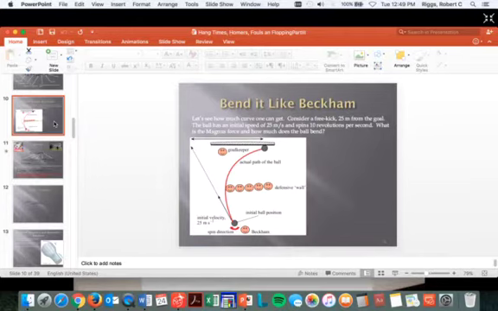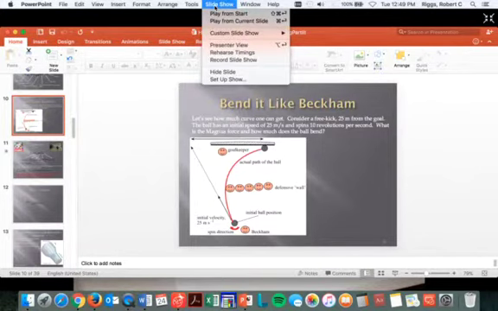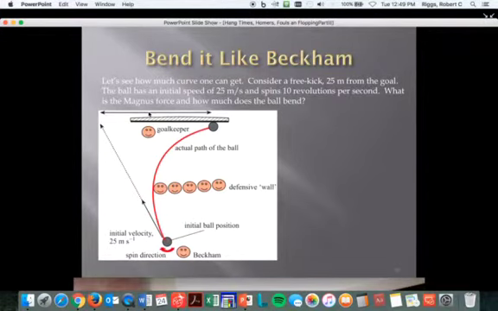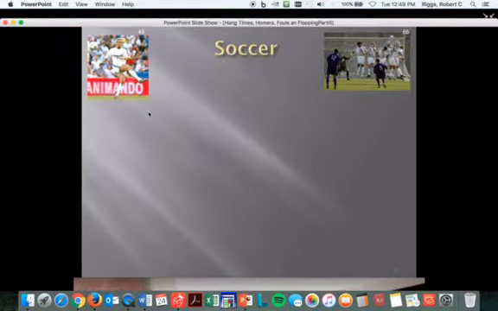All right, your first problem that you're going to get on your mini lesson 12 is this. It's going to be a bend it like Beckham problem. So let me go to the slideshow. Let's play it from the current slide. All right, so there we are. And instead of soccer, you're going to have a baseball. And you're going to calculate the Magnus force.